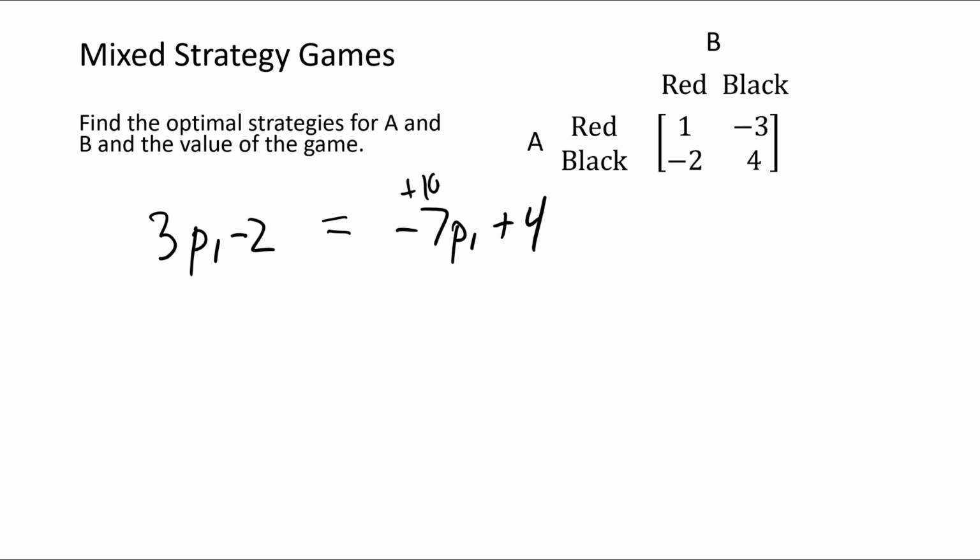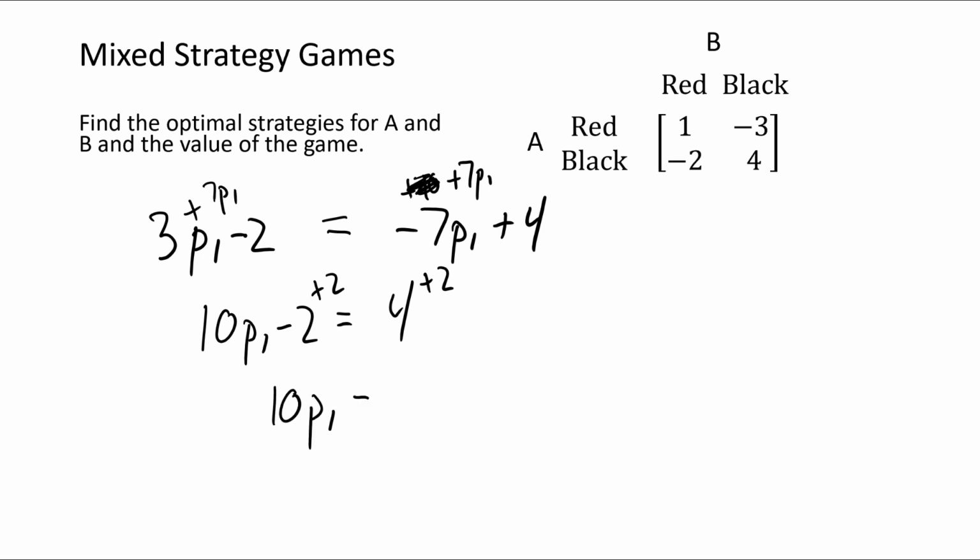Let's add 7p1 to both sides, which is going to give us 10p1 over here. So 10p1 minus 2 equals 4. And then let's add 2 to both sides. And that's going to give us 10p1 equals 6. And then we'll divide both sides by 10. We'll get p1 equals 6/10 or 3/5.